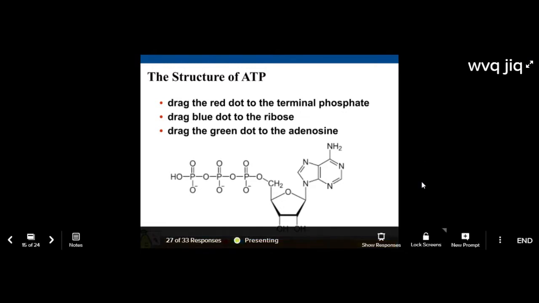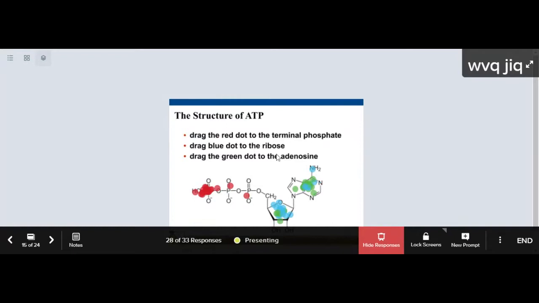Okay, all the little dots moving around. Which is which? That's it, okay. So there's the terminal phosphate, there's the ribose, the blue dot goes here, and the green dot goes there, right? So terminal phosphate, not that, those aren't terminal. The phosphate's on the end, right? So the red dot has to go here. This is the ribose, there's the blue dots, and there's the green dots on the adenine. All right, excellent job. We've got the anatomy of the ATP molecule now.